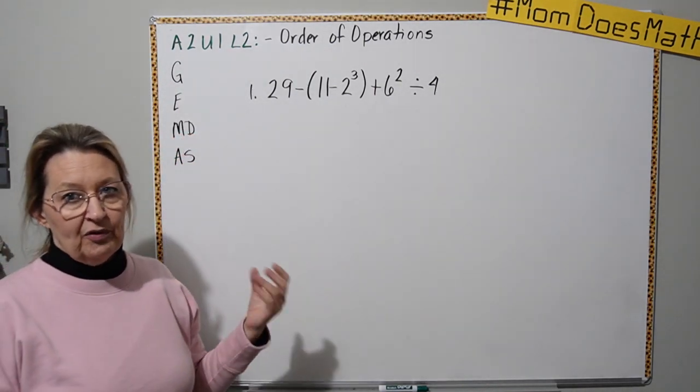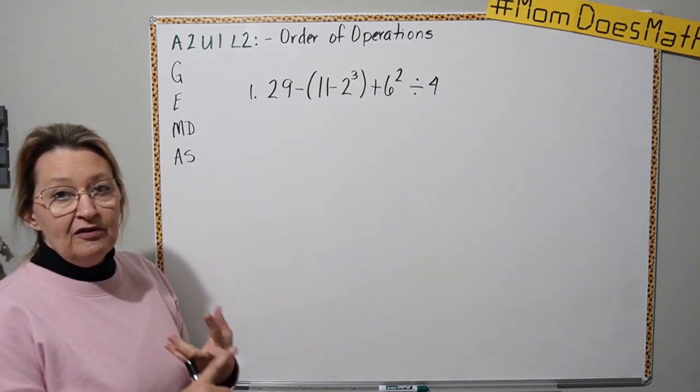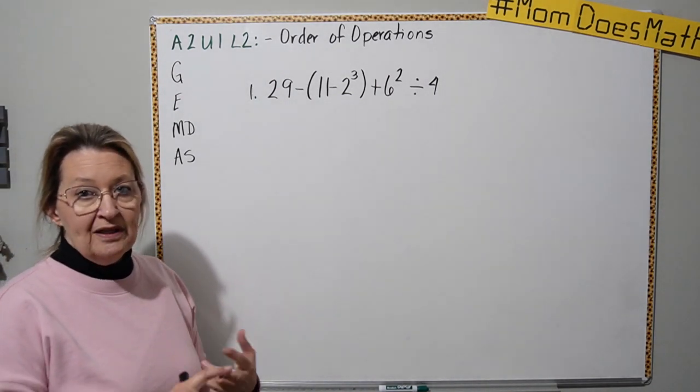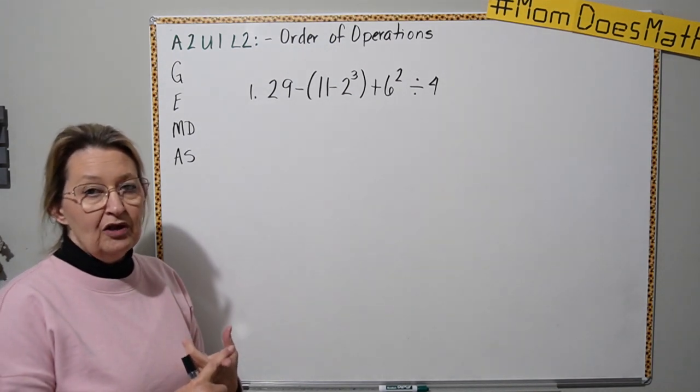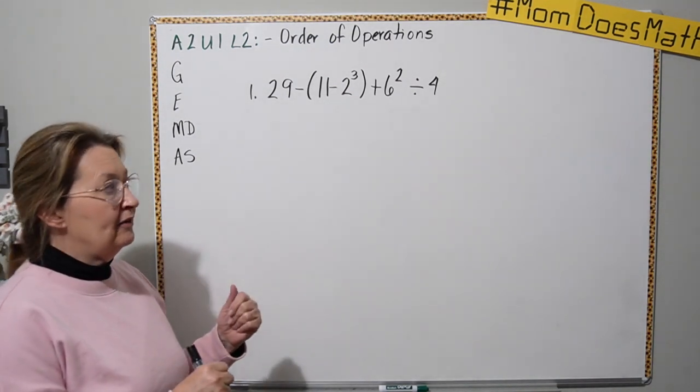It's grouping symbols, and those can be parentheses, brackets. Your absolute value signs can be a grouping symbol. Your fraction bar can be a grouping symbol. So anything that groups a certain set of numbers together.